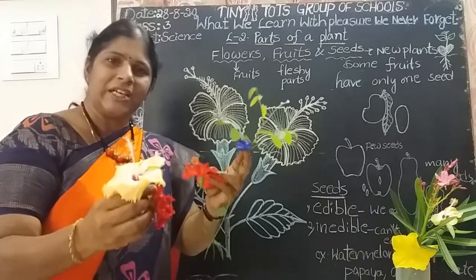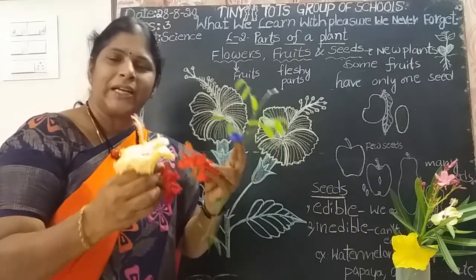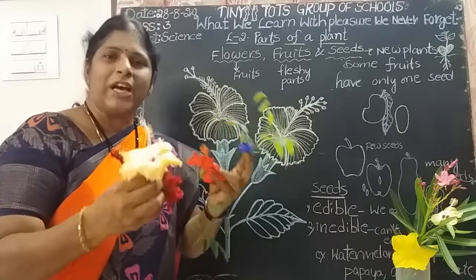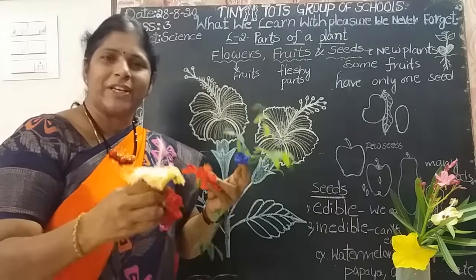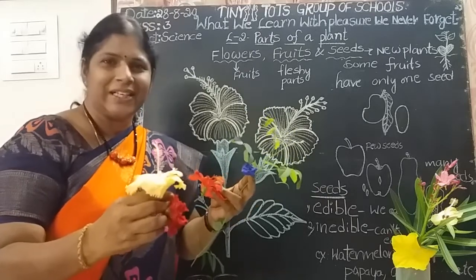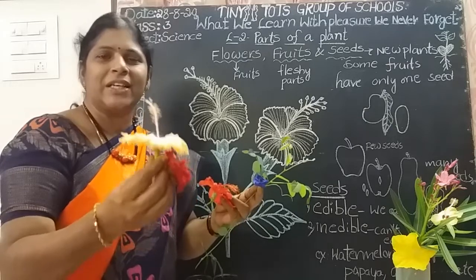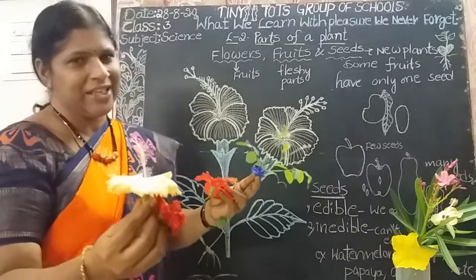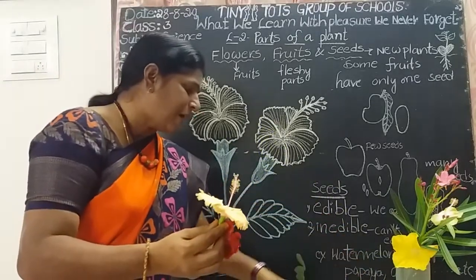So flowers are very beautiful and colorful and are the reproductive part of a plant. Flowers turn into fruits. Flowers change into fruits by the process of reproduction. Is it clear? And flowers have some parts.